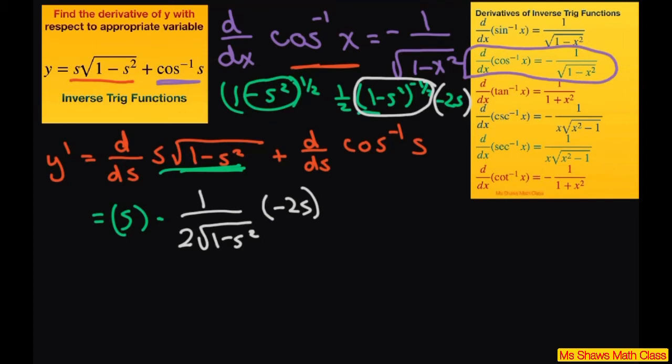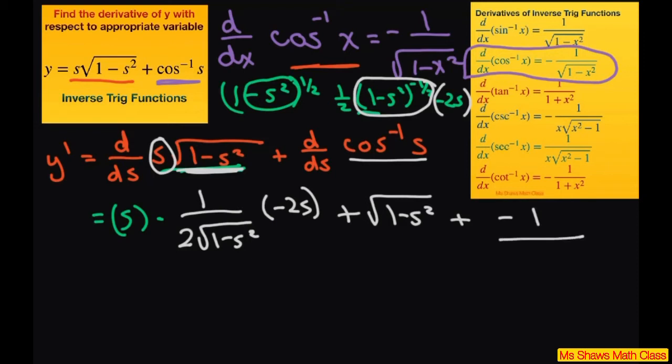All right. And then plus, you copy this down, times the derivative of s, that's just 1. So we don't need to write that. Now let's do this part, and you're just copying this formula down. Negative 1 divided by square root of 1 minus s squared.